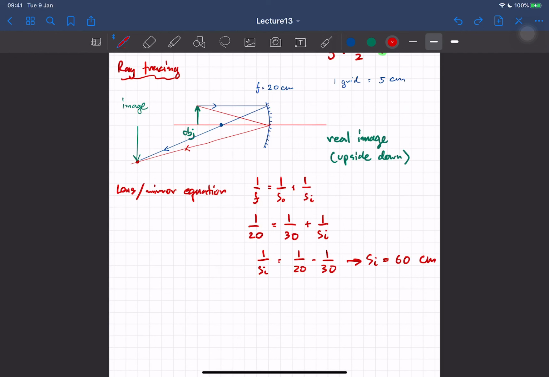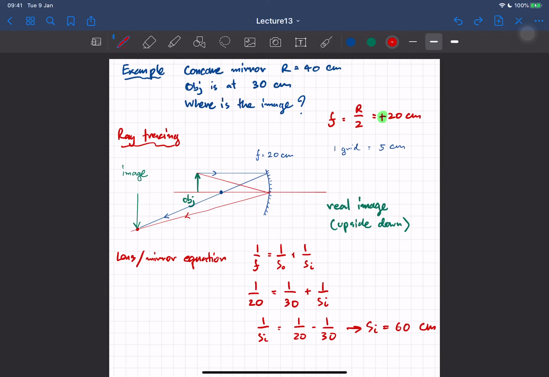And let's see if it agrees with the ray tracing diagram. So our image is here. So how many grids away from the mirror? 1, 2, 3, 4, 5, 6, 7, 8, 9, 10, 11. Well, that's close enough. It should be 12, but it's about 11. And again, it's because I didn't draw this super accurately, but it's good enough, right? It's not like 0.1 or something like that.